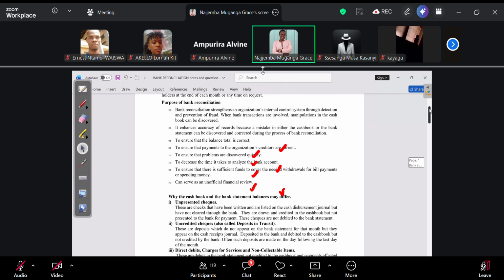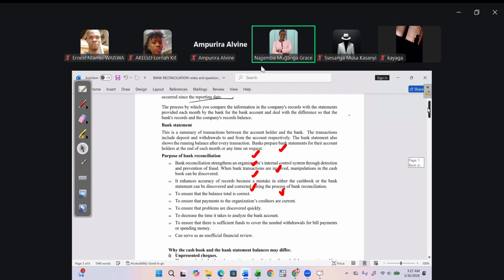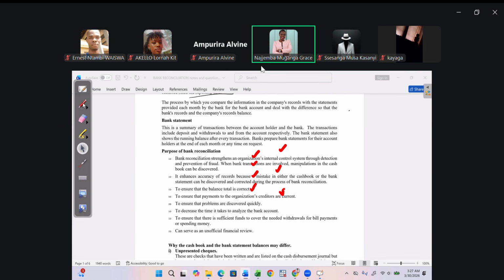So now let's see the purpose of bank reconciliation. First of all, it strengthens an organization's internal control system through detection and prevention of fraud. So when you do a reconciliation, you're able to track any amounts of money that have been reported as received and are missing. They are discovered. So any fraud is discovered.